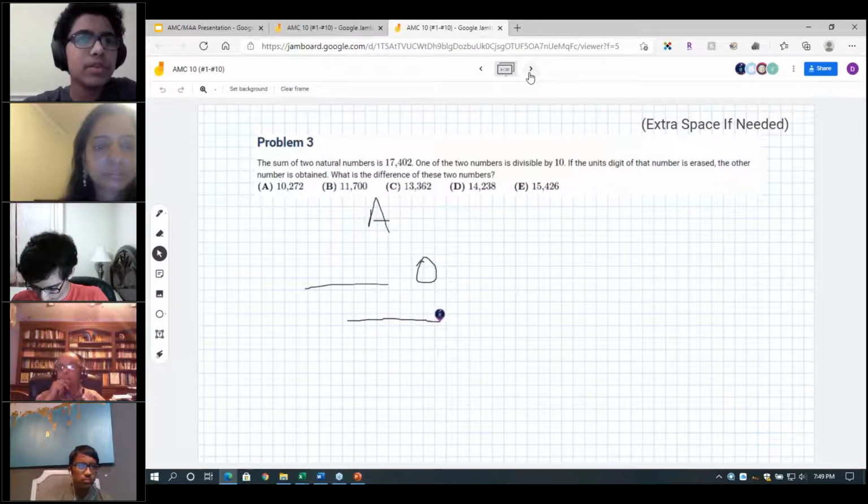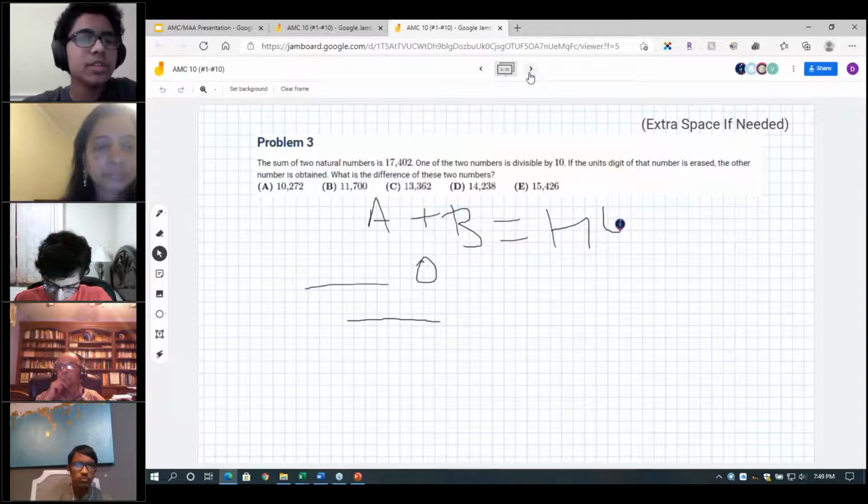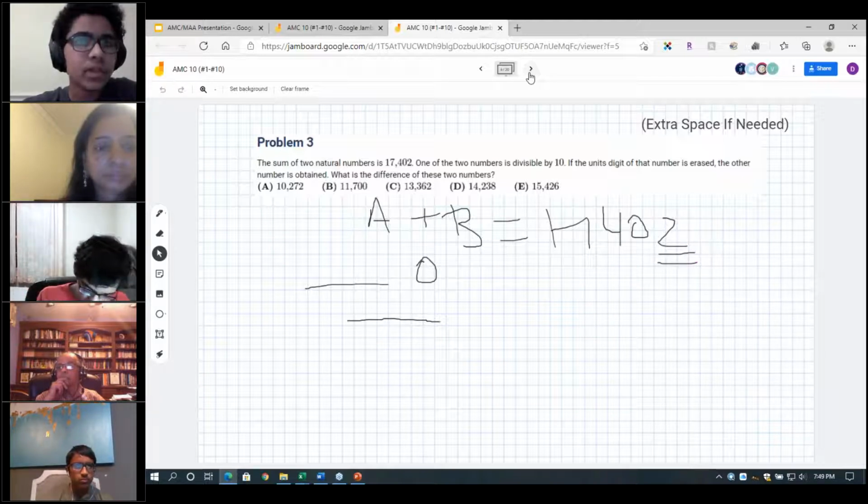The sum of these two numbers is 17,402. Since the units digit of A is 0 and the units digit of 17,402 is 2, the units digit of B is 2. We found our difference to be equal to 9B. Since the units digit of B is 2, our number must end in an 8. The only answer choice that ends in an 8 is D. So our answer choice would be D.